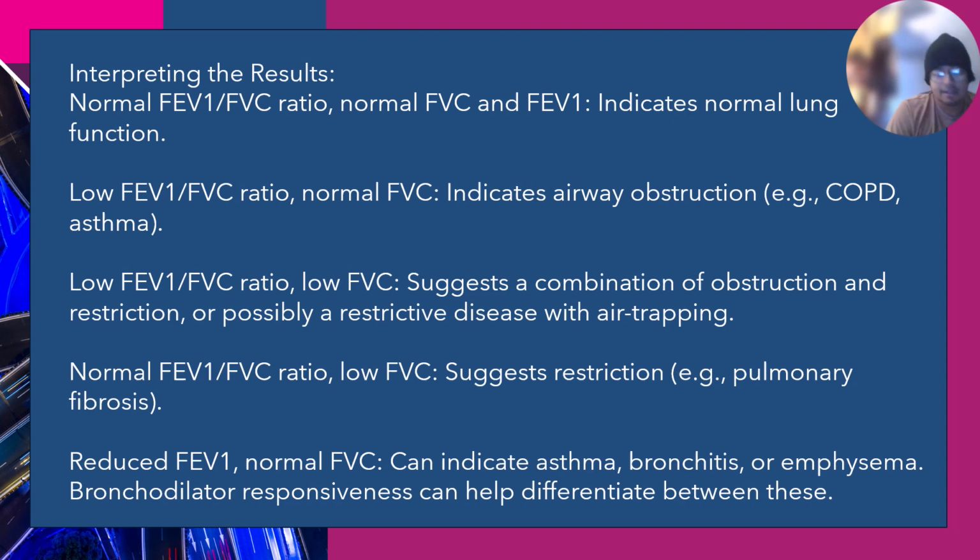Again, if your patient comes in on a ventilator, you're not going to notice it too quickly, but eventually it will be seen. A normal FEV1 over FVC ratio with a low FVC suggests restriction, and pulmonary fibrosis is an example of that as well. A reduced FEV1 and a normal FVC can indicate asthma, bronchitis, emphysema, and bronchodilator responsiveness, and help differentiate between these.